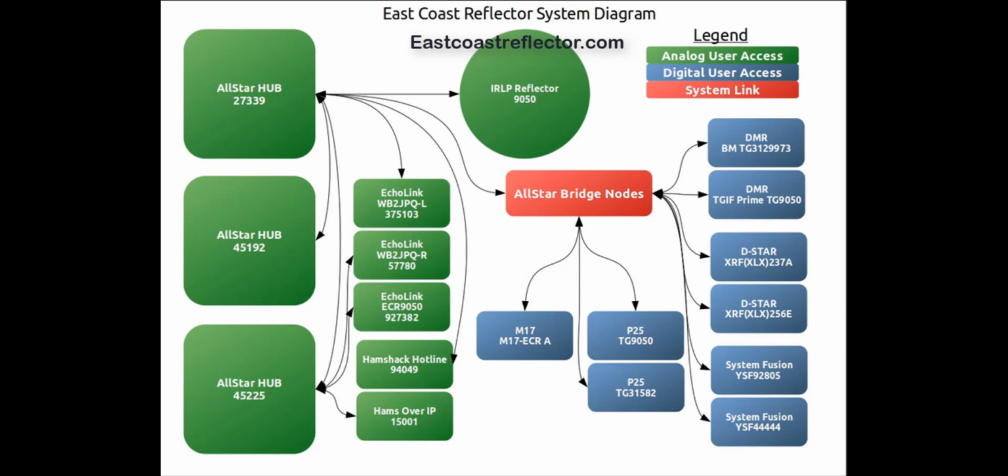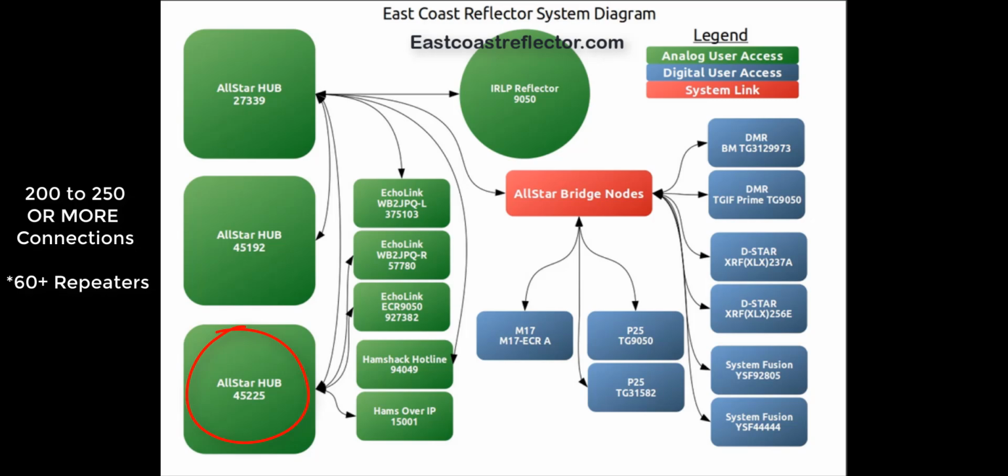Now, something to remember here, each one of these boxes has several other connections to it. So, for example, my repeater is connected to the East Coast Reflector through AllStar Hub 45225, which is down there on the bottom. And it links out to all those other boxes out there, the Echolink boxes, the IRLP boxes, the DMR boxes, and they all go follow those arrows. So I'm going to take you through a journey of when I key up my repeater that's over on 45225, what happens?